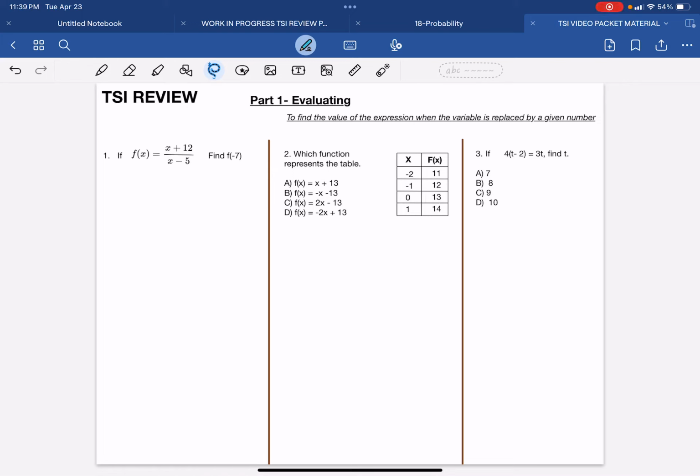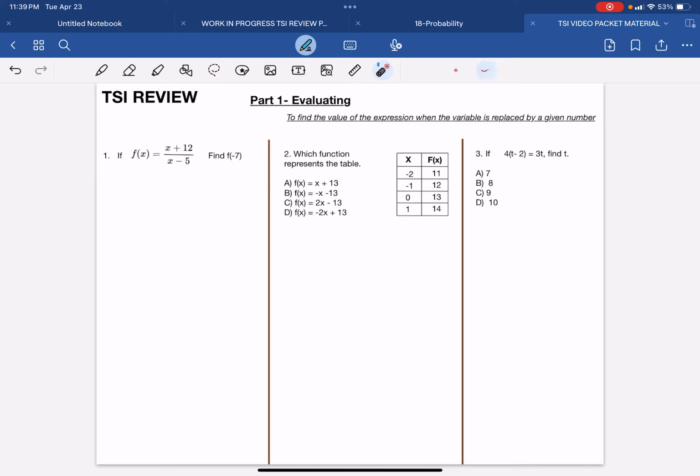We are beginning our TSI review. This is going to be part one, evaluating. I'm going to be making a set of videos so that you guys can see what skills you need to answer some of the questions, and hopefully they help you in your assignment during class. So let's go ahead and get started.